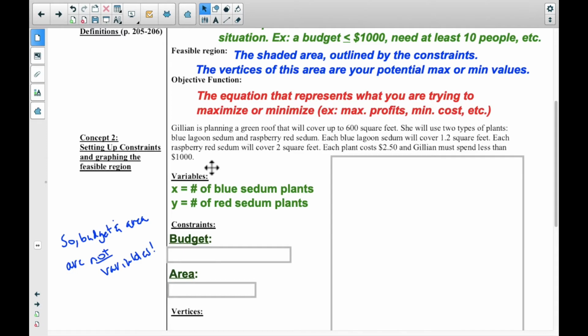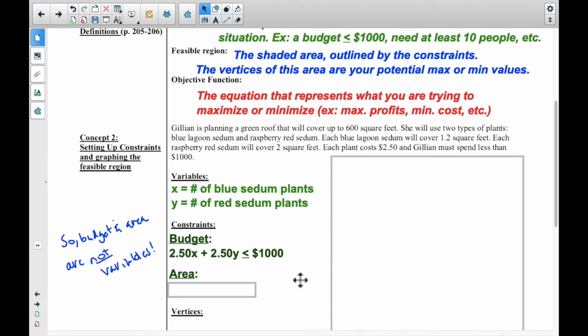Well, what other dollars do we have? We have cost of $250 each. Now, it doesn't say which one's a red sedum and which one's a blue sedum. That means each of them costs $250 a piece. So in our budget, we have 250X plus 250Y. They're each 250 a piece. And if we add up together how many we have for the blue and the red together, it has to be less than or equal to 1,000.